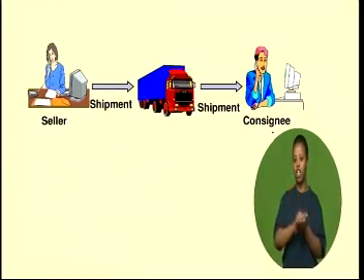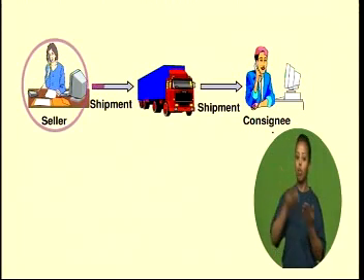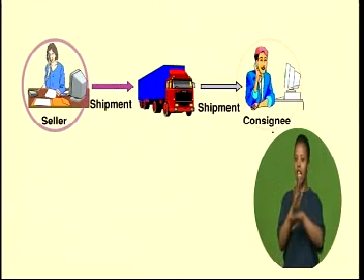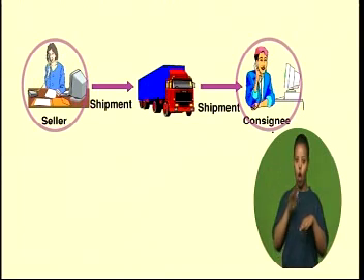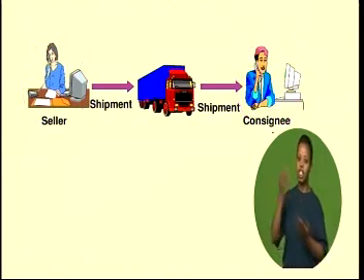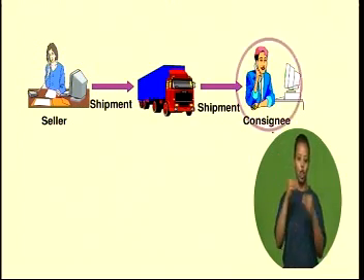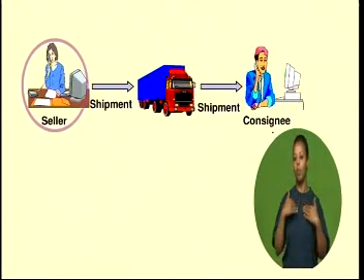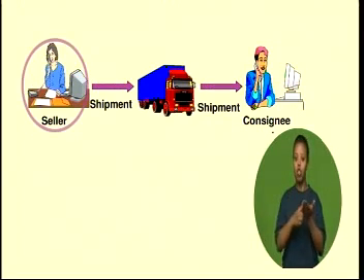Students, let's discuss the procedures involved in consignment sales. This is a method in which the exporter or seller sends the product to an importer or consignee on a deferred payment basis. That is, the importer does not pay for the merchandise until it is sold to a third party. The consignor, meaning the seller, ships goods to the consignee to sell.